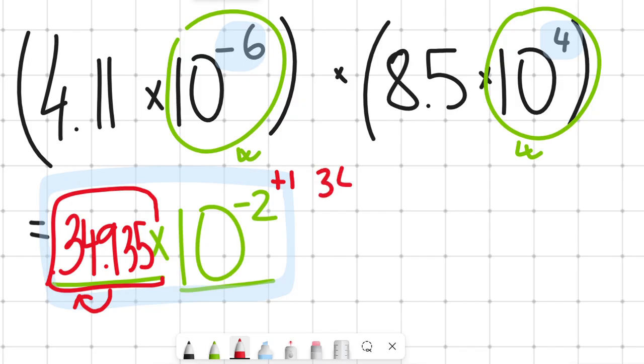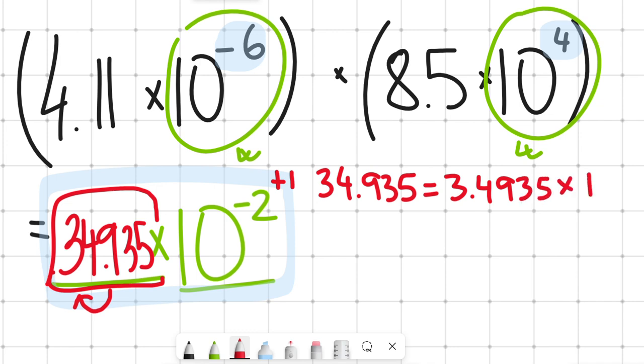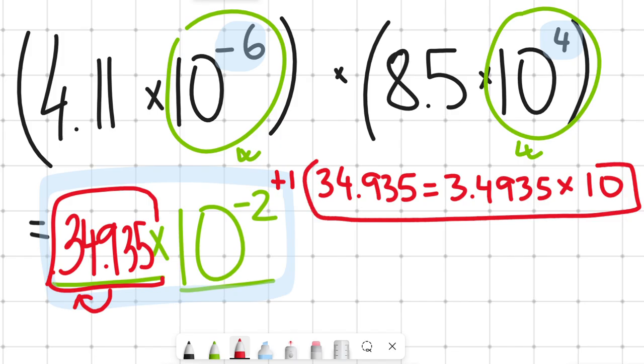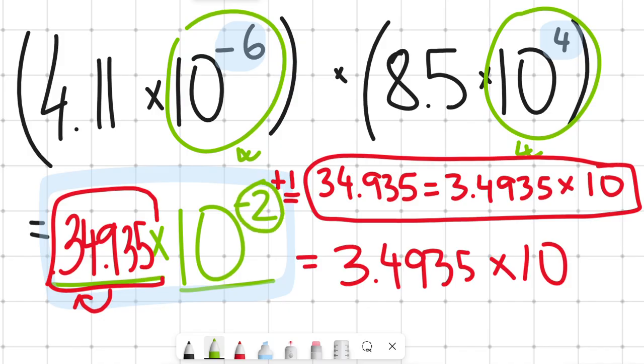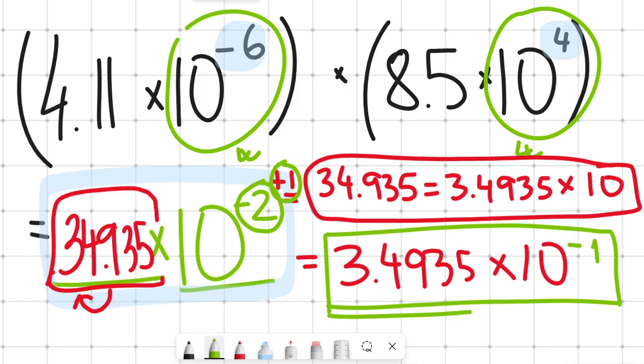Because 34.935 can be written as 3.4935 multiplied by 10. Right? And that 10 we add over here. So the final answer will be 3.4935 times 10 to the power of minus 2 plus 1, which is minus 1. With that, we have the final answer.